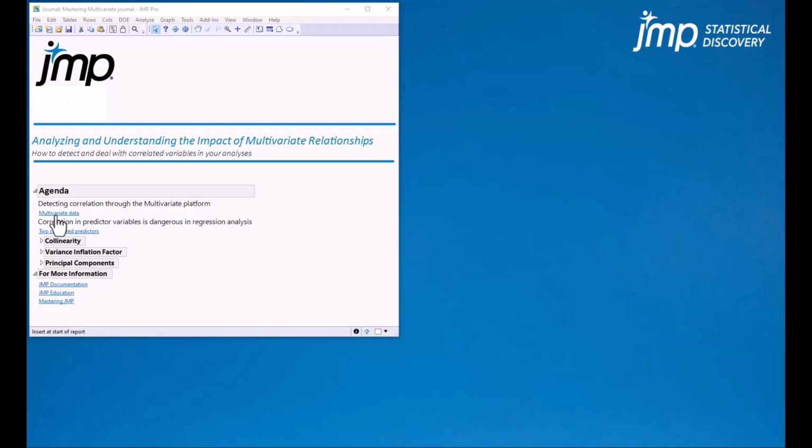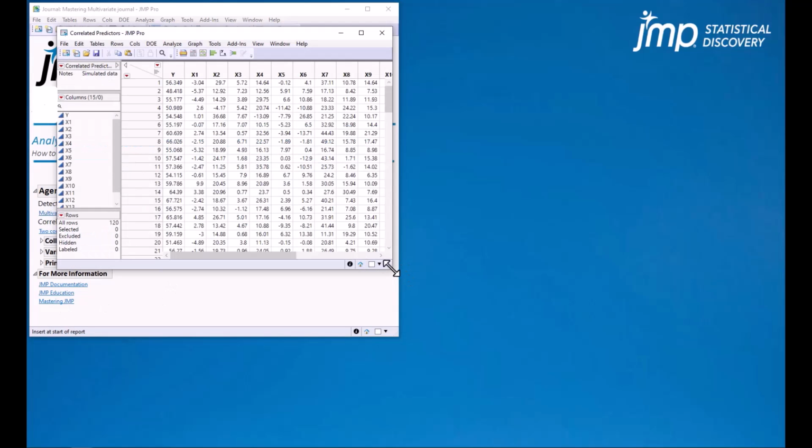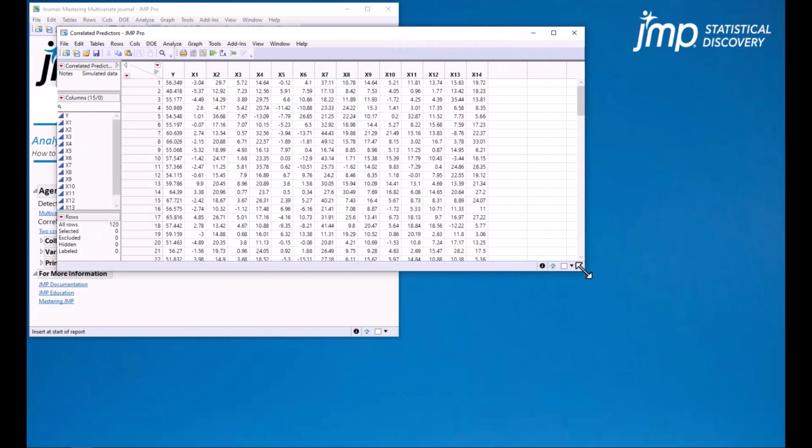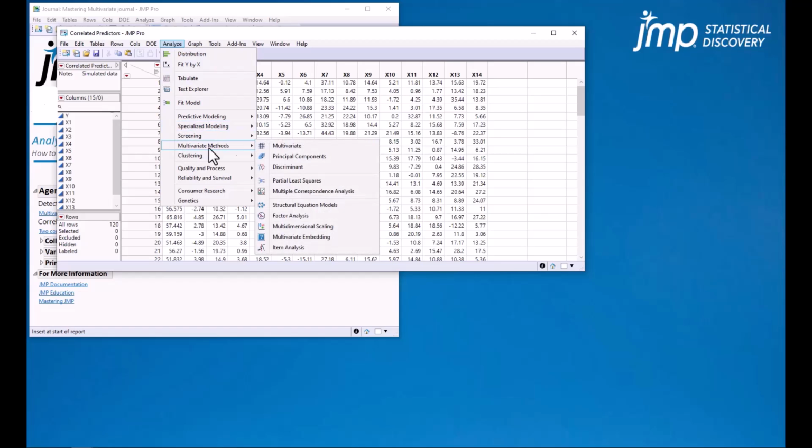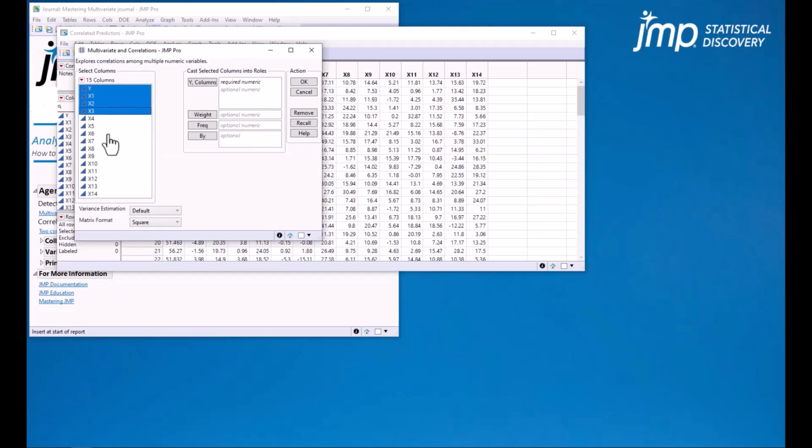So I've got some data here. I've got a response variable and 14 predictor variables. And the goal here is to understand the relationship between the response and the predictors. So let's start by visualizing the data in the multivariate platform under Analyze, Multivariate Methods, and Multivariate. I'm going to put all the variables into the Y role and then click OK.